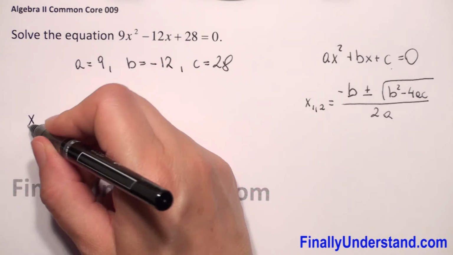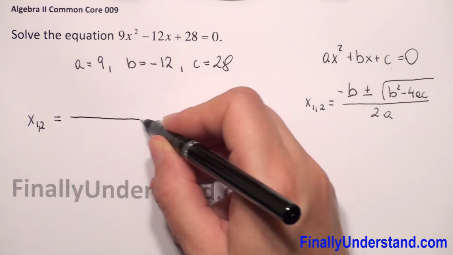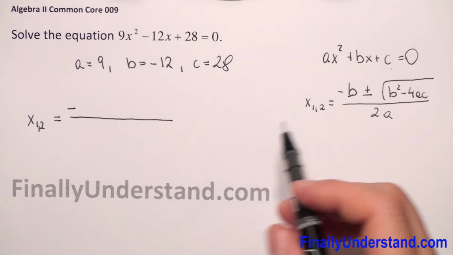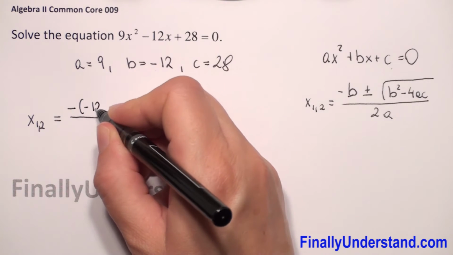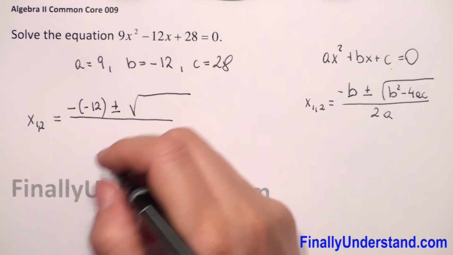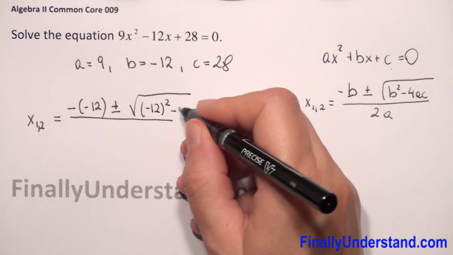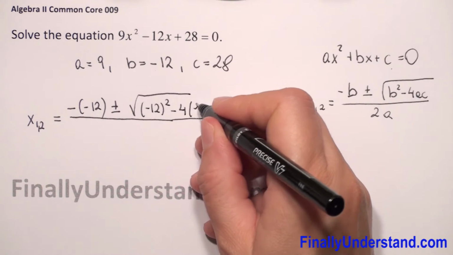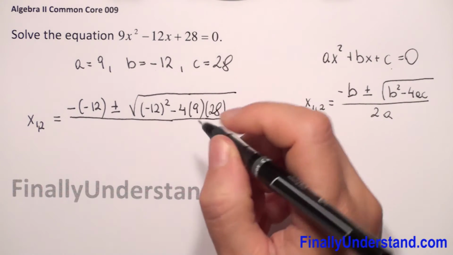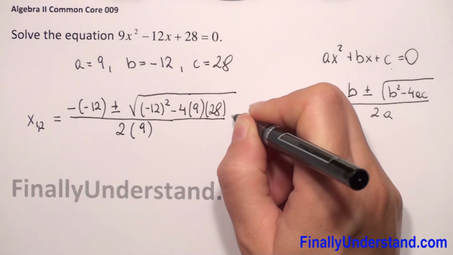So our solutions x1 and x2 will be, in the numerator, negative b. So the negative sign we copy from the formula, and b is negative 12, which we write in parentheses, plus minus the square root of b squared, so negative 12 to the second power, minus 4 times a, so times 9, and times c, which is 28, over 2 times a, so this is 9. So this is equal.